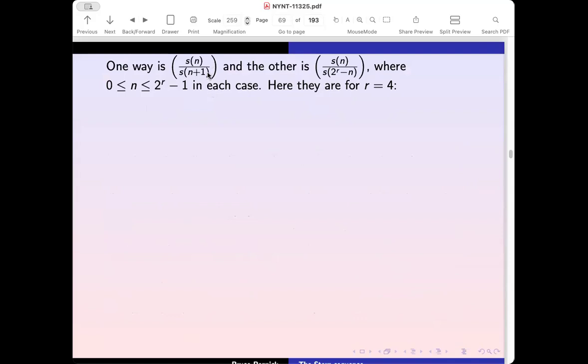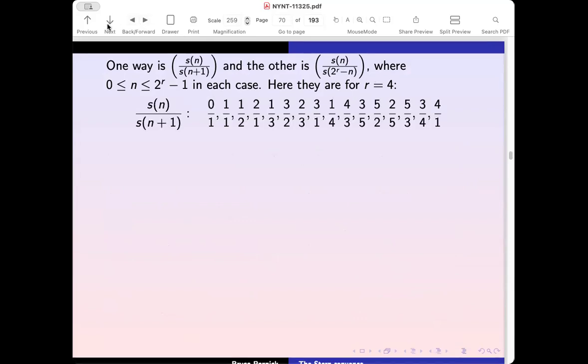One is s of n over s of n plus 1. The other is s of n over s of 2 to the r minus n. And here they are in those two cases.